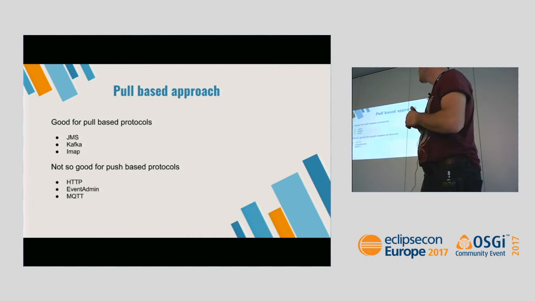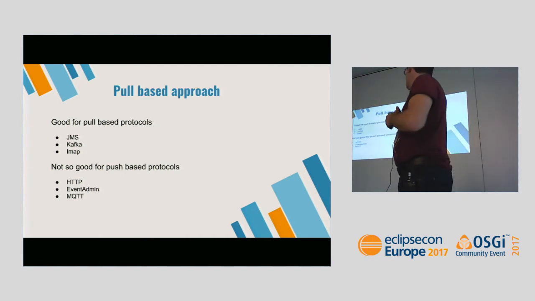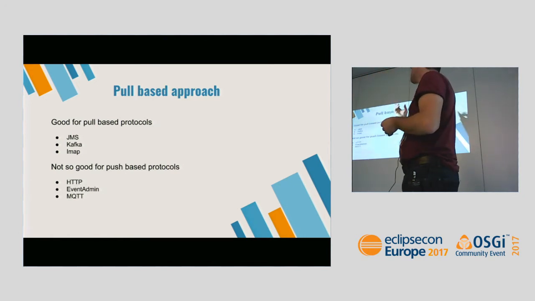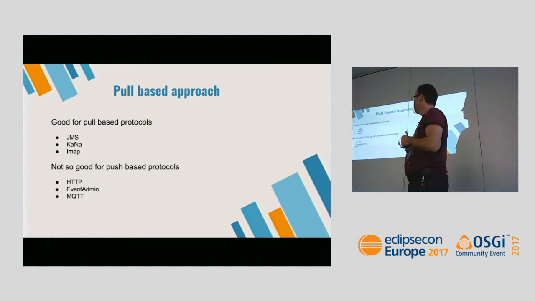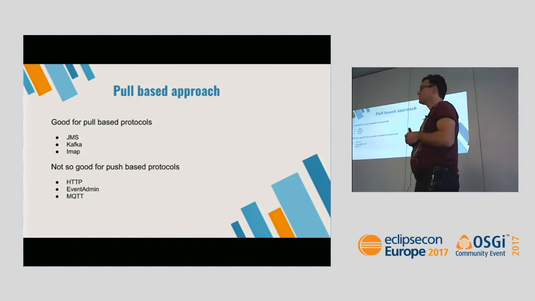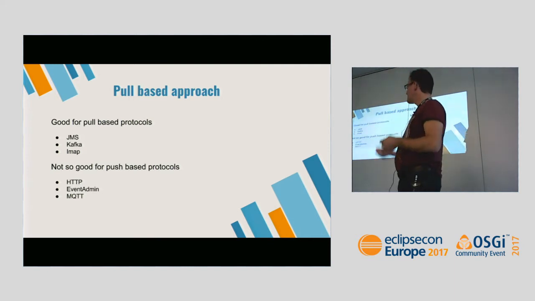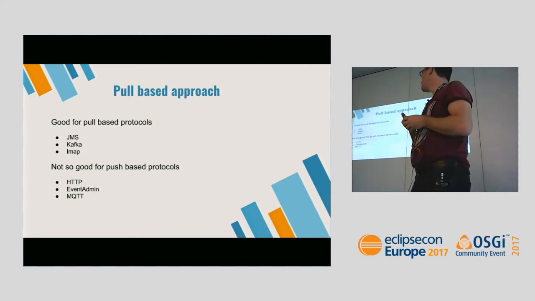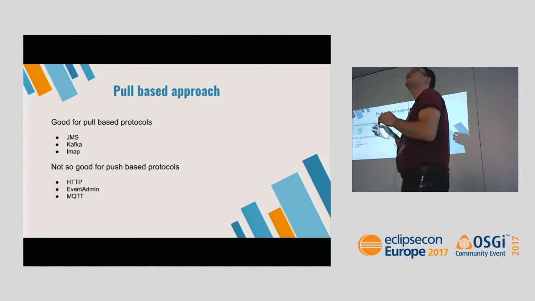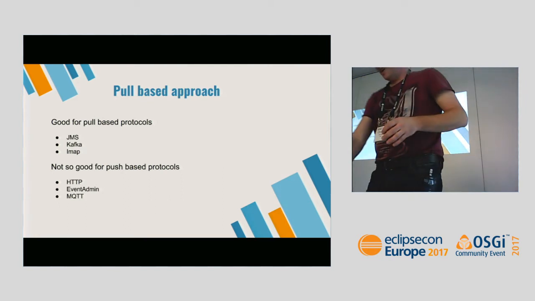So this is a pull-based approach. Also, like Tim described already, it works very well if your protocol is pull-based. That's true for example, JMS, Kafka, or you take messages from IMAP. It's not so good for something that just pushes stuff to you, like HTTP or Event Admin or MQTT. For what I later implemented, I sometimes just ignored these specification demands of not sending things if they're not requested. It still practically works, but it's against the spec. But let's see.